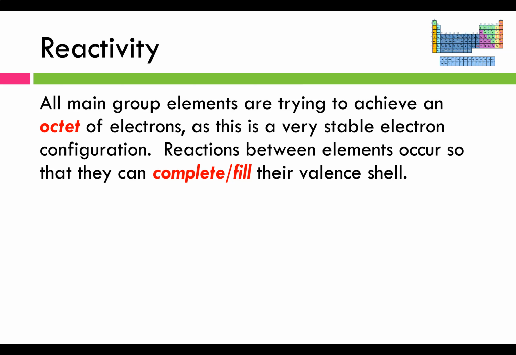We know that all of the main group elements, and again, when we say main group elements, we're talking about the S and P blocks, groups 1, 2, 13 through 18, are all trying to achieve an octet of electrons because that is going to be a really stable configuration. And we know that reactions are going to occur so that elements can complete or fill their valence shell, whether that's gaining or losing electrons.